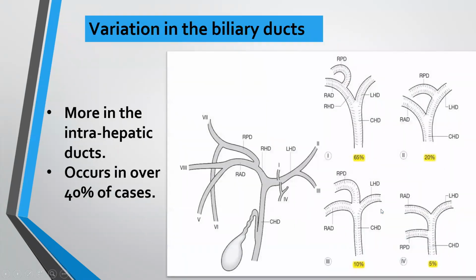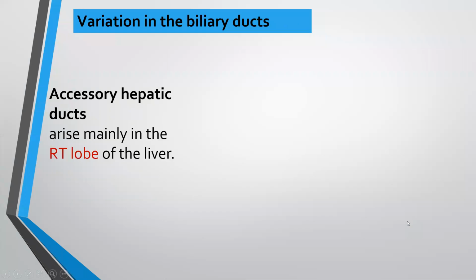Variation of biliary ducts. It occurs more in the intrahepatic ducts and occurs in over 40% of cases. This is the usual pattern here of confluence of the intrahepatic ducts. In the variant, about 20% have the right posterior duct joining the left hepatic duct instead of joining the right anterior duct, and 10% have triple confluence of the right anterior, right posterior, then the left, and the least variant, the right posterior joining the right anterior on its left side instead of passing posterior to it.